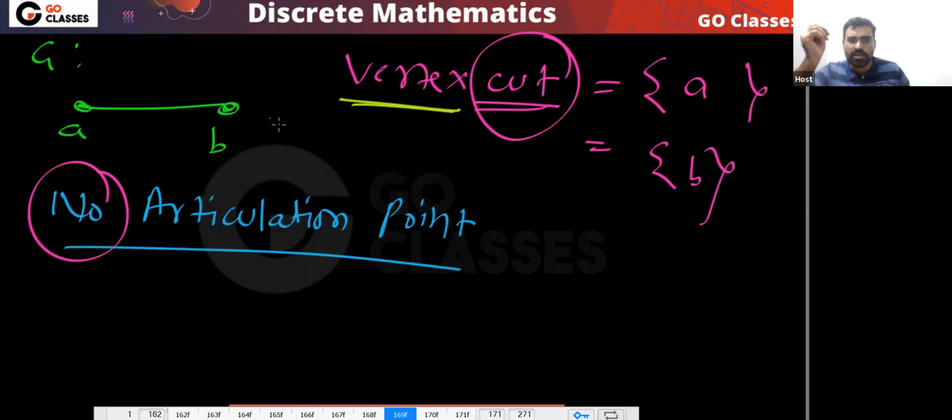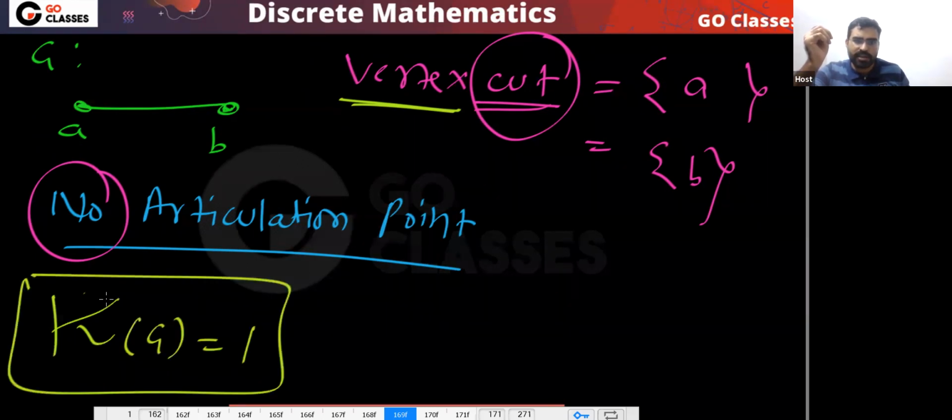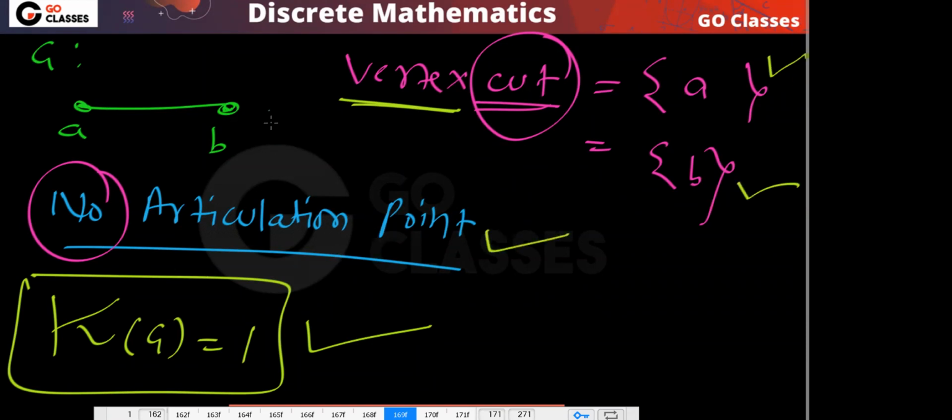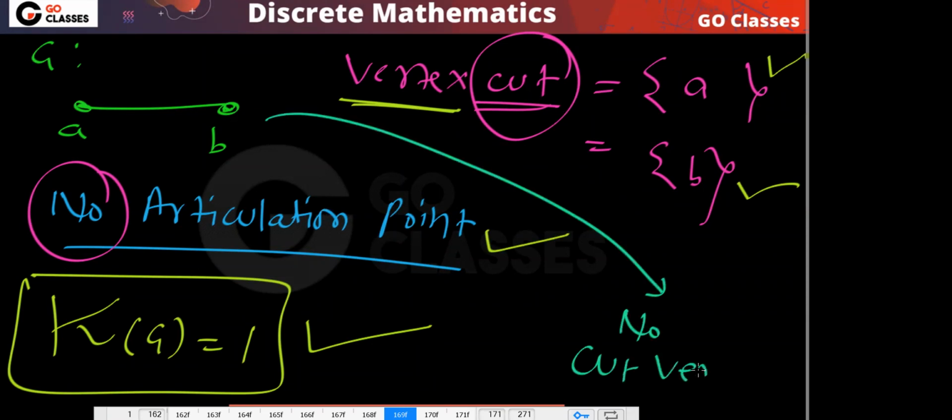Here you can notice for this graph G, if I ask you the kappa, meaning the connectivity number, that will be 1. This is your vertex cut, but there is no articulation point. There is no cut vertex. Any other doubt? Sir, I did not get the concept of K connected graph.